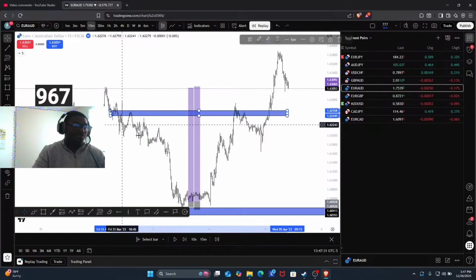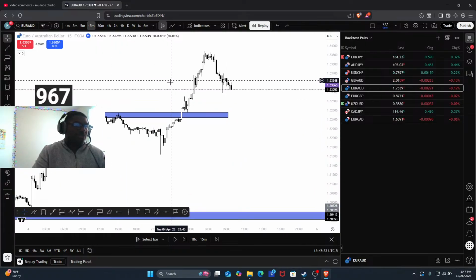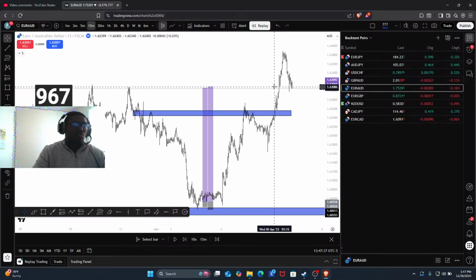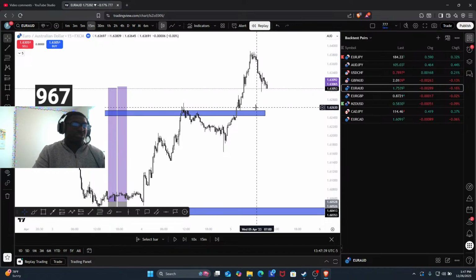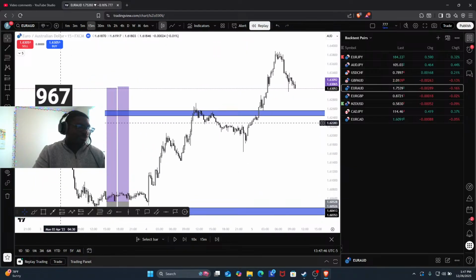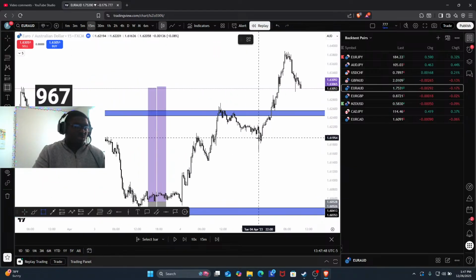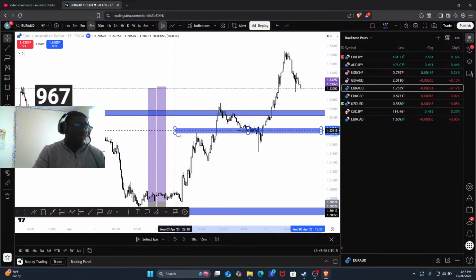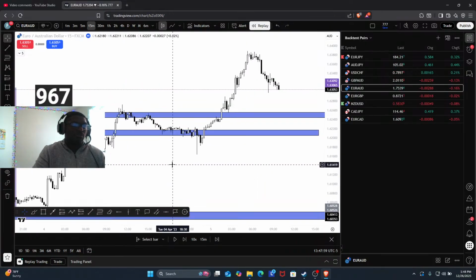Check it out, right? You got 2 reactions. I'm not even looking at this. All right. It might react, which it did, but you got imbalances here. And then this was the last push down before the impulse, which makes this IPA a little bit stronger. And you got multiple reactions there. Okay.